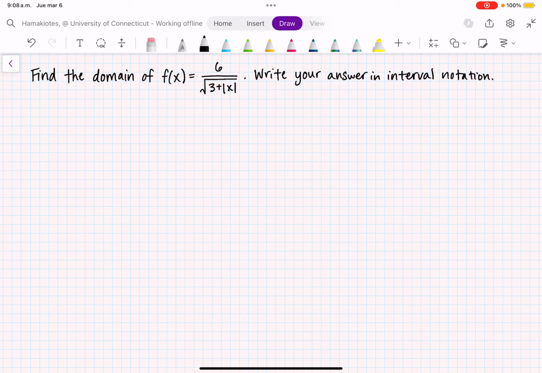In this video, we are going to find the domain of f of x equals 6 over the square root of 3 plus the absolute value of x, and we're going to write our answer in interval notation. Okay, so how do we find the domain of this function?